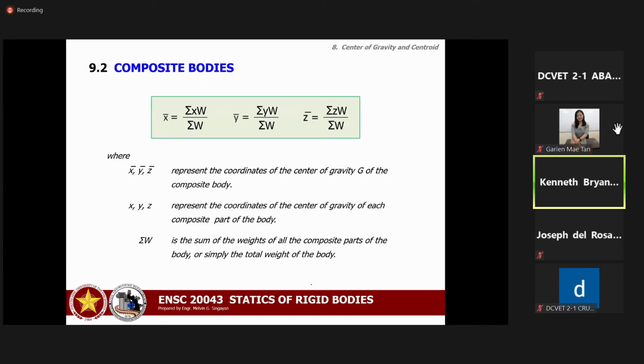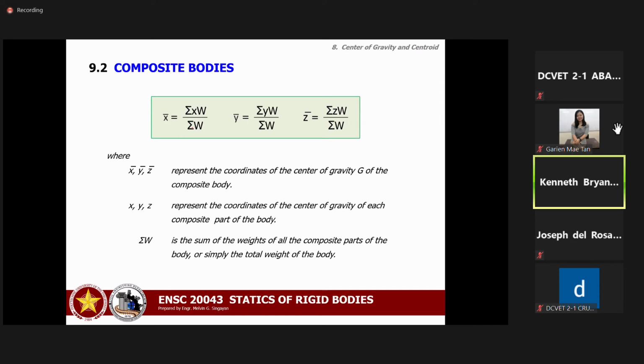Okay, and the formula that we're going to use will be x bar equals summation of x tilde W over summation of W. So y bar is equal to summation of y tilde W over summation of W, and z bar is equal to summation of z tilde W over summation of W. Take note in this formula, we remove the integral and we replace it with summation. So that's why the need for integration has been removed, since we are using composite parts.